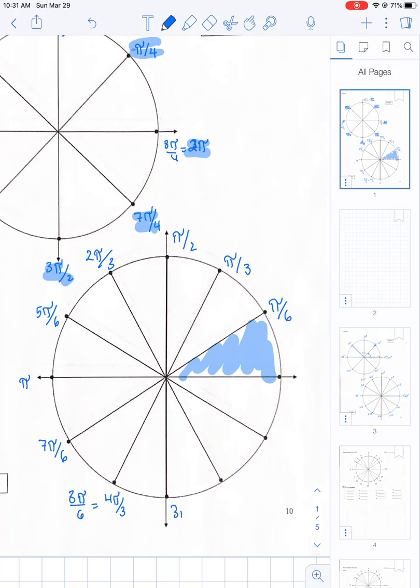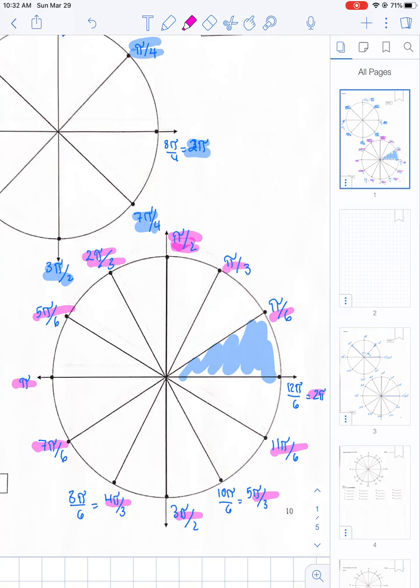9 pi over 6, which is 3 pi over 2. 10 pi over 6, which is equivalent to 5 pi over 3. And finally 11 pi over 6, where there's a total of 12 pi over 6 to get to 2 pi. And so in a similar way, you're going to want to remember these values: 2 pi over 3, 5 pi over 6 is important, pi, 7 pi over 6, 4 pi over 3, 3 pi over 2, 5 pi over 3, 11 pi over 6, 2 pi.